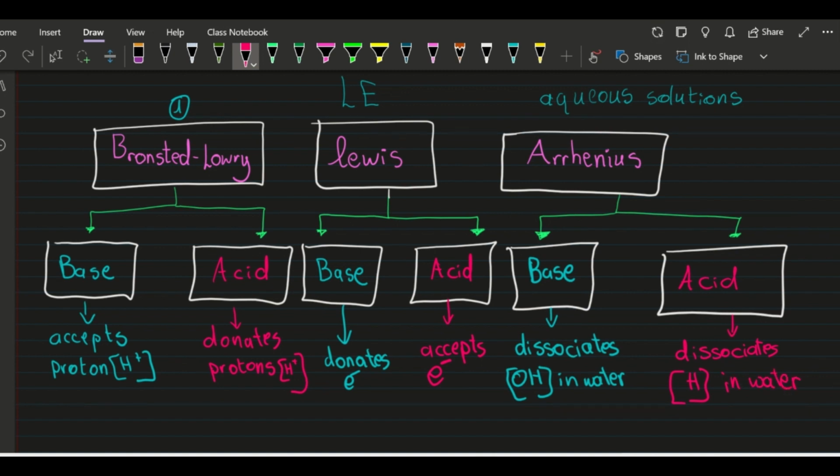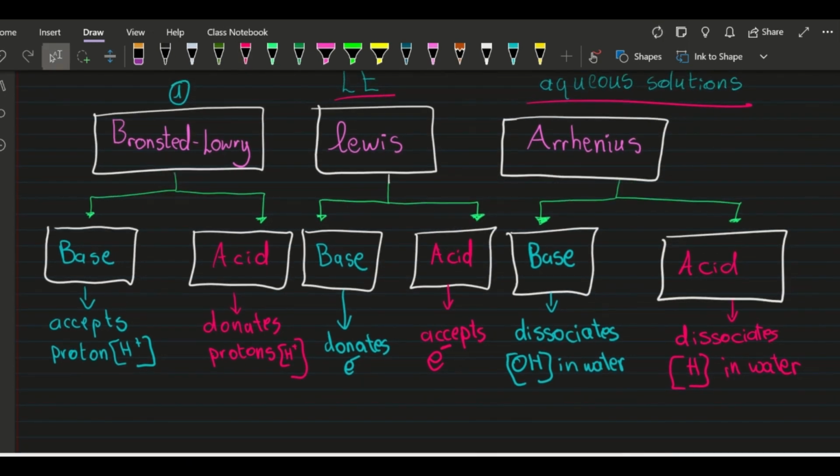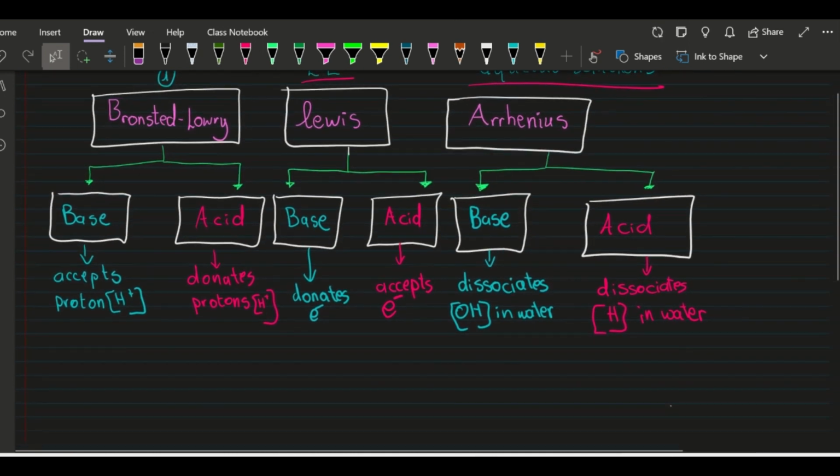So as you can see, this one focuses more on aqueous solution. This one is more of electron movement, and this is for protons. So that's why we need all these definitions to accumulate to what these bases and acids are, really which conditions there are under. So let's do some examples underneath so that you have an idea what they're really about.